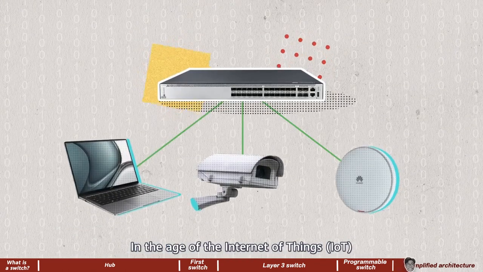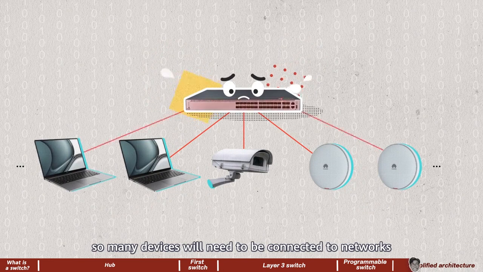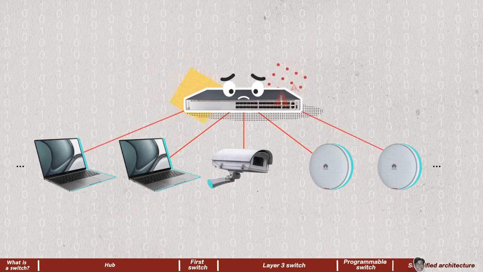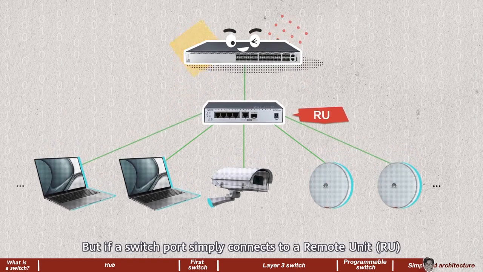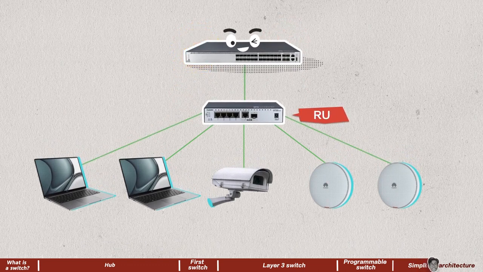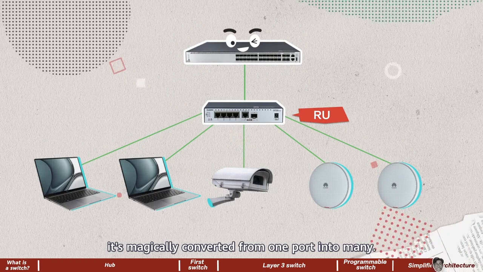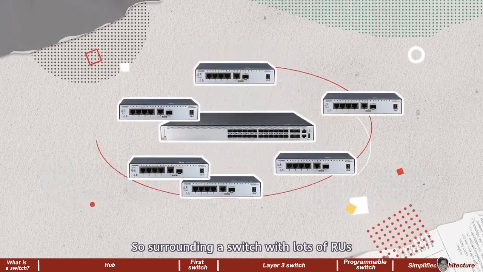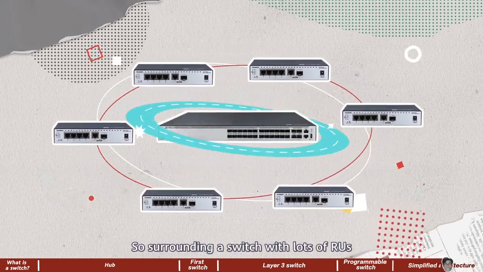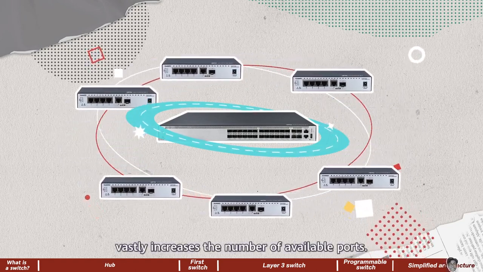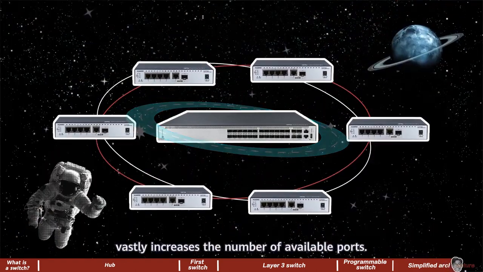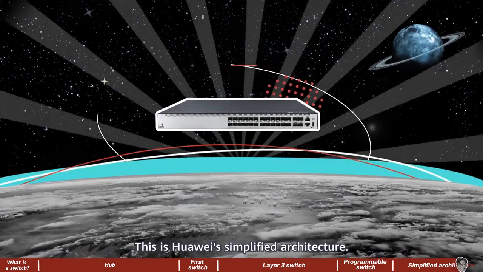In the age of the Internet of Things, so many devices will need to be connected to networks. Switches risk running out of ports. But if a switch port simply connects to a remote unit, it's magically converted from one port into many. So, surrounding a switch with lots of RUs vastly increases the number of available ports. This is Huawei's simplified architecture.